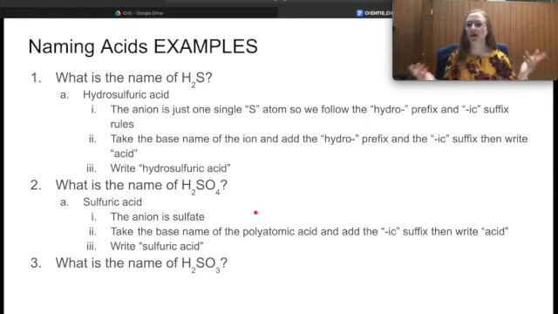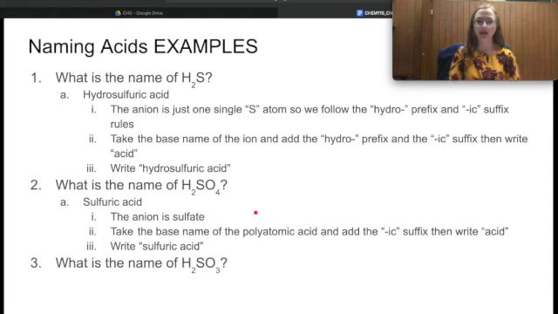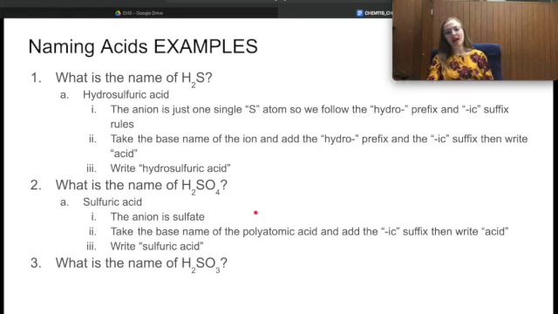Well, what about H2SO3? Okay, so if we check that one out, we see that we have the sulfite polyatomic ion instead of the sulfate polyatomic ion. So we have to change the ITE to OUS. So we see sulfate or sulfite, so therefore sulfite becomes sulfurous. Sulfite becomes sulfurous. So that's the way that's going to work. So if you see an ITE ending, it becomes OUS, add the word acid.